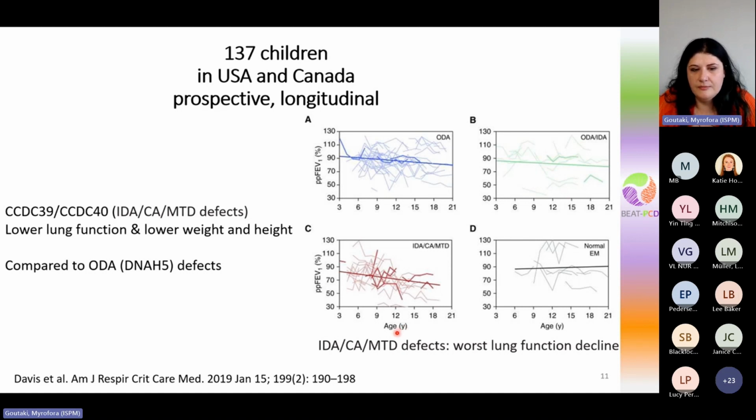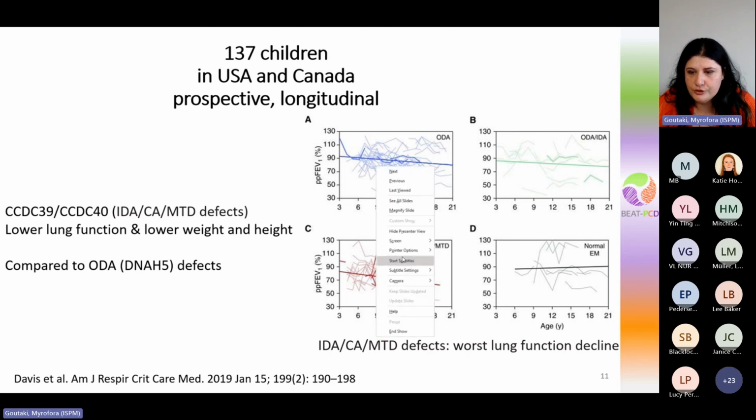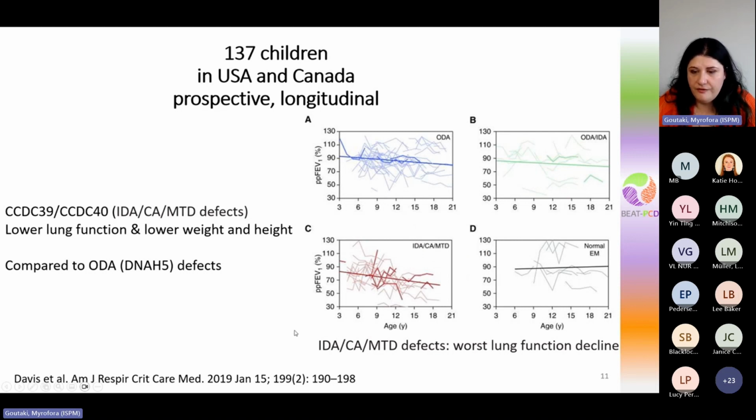And they had similar findings for weight and height. Specifically, the biggest part of their patients was also genotyped, and they found that this corresponded mostly to patients with CCDC39 and 40 mutations, and the best lung function, weight and height were in patients with DNAH5 defects.